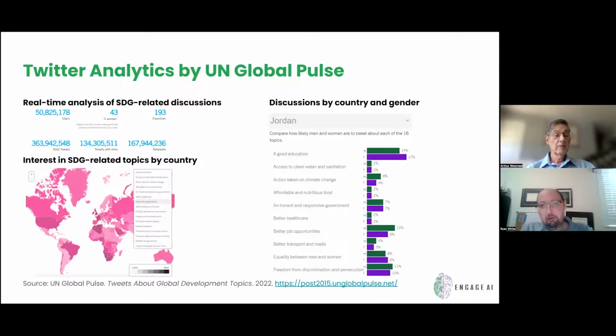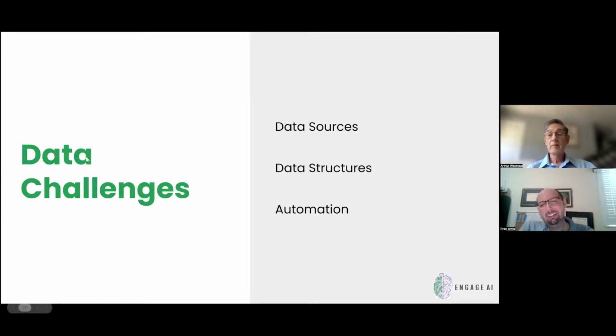On the right, you can also extract by country and gender. So you can see in Jordan, the most commonly tweeted about topics in this space are about education. You can see women a little more interested in that than men. Better job opportunities come second, and so on, with more men tweeting about that. So this is pretty good. You can get a pulse of what people are talking about. This is pretty useful to policymakers if they're going to figure out what's really important to the folks in the country, at least the tweeting population of the country.